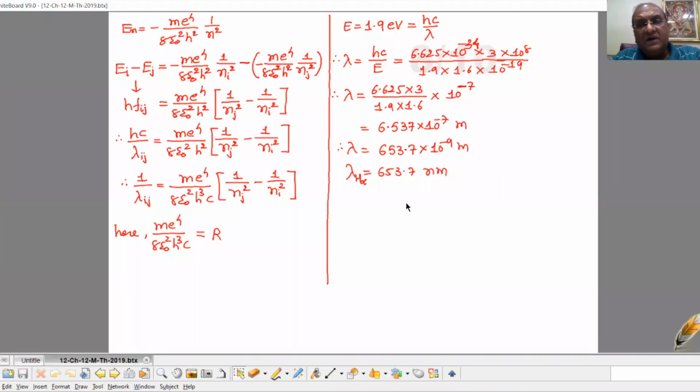Now in third postulate, Bohr suggested this thing: when the transition of electron takes place from higher orbit to lower orbit, or higher energy state to lower energy state, at that time the energy is emitted in the form of radiation, and that is equal to the energy difference between those two levels. Okay. So now let's check this thing.